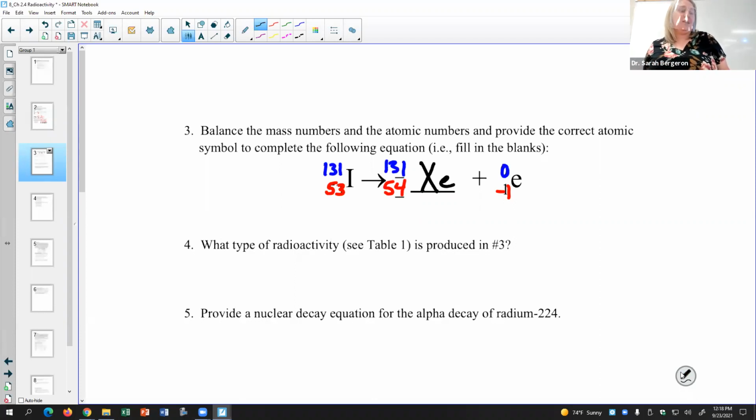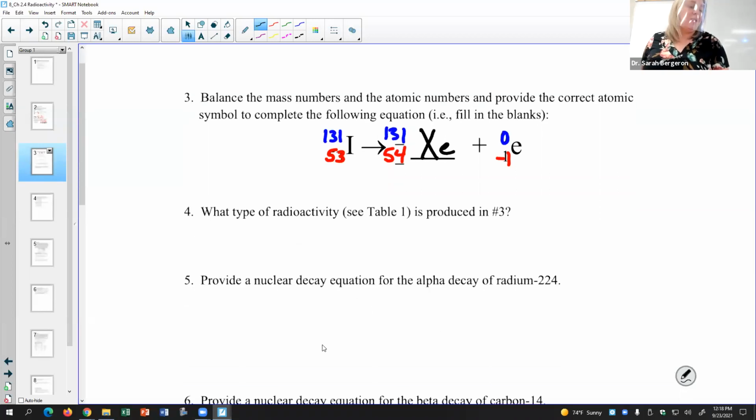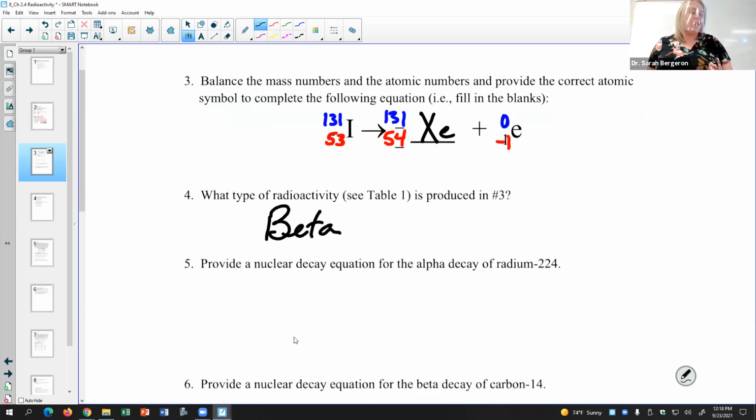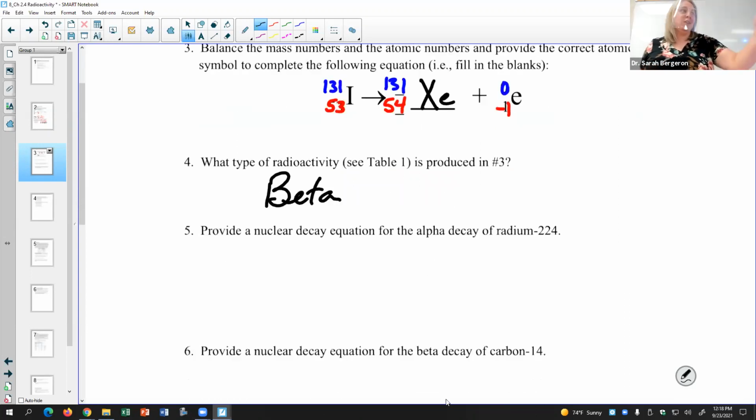Yeah? Okay. All right, so what kind of radioactivity? What did we say that was? We said that was beta, right? Okay, so now we've analyzed an equation. We filled in the blanks on an equation. Now you have to write an equation, right? Okay, so provide the nuclear decay equation for the alpha decay. What is alpha? It's my symbol for alpha.